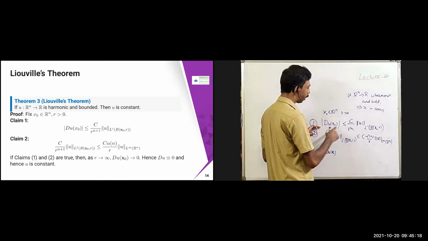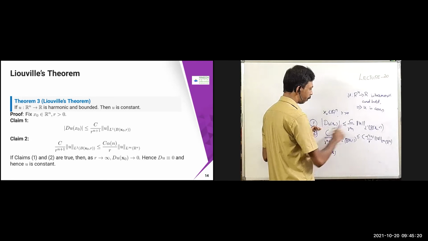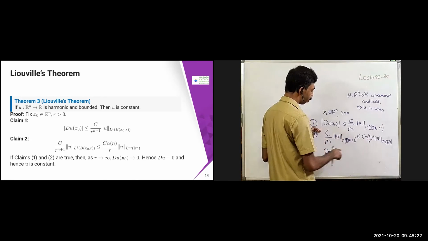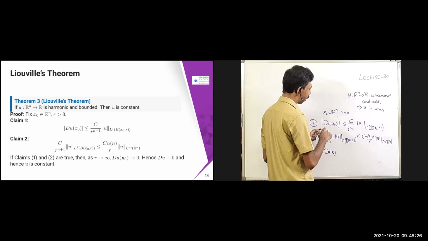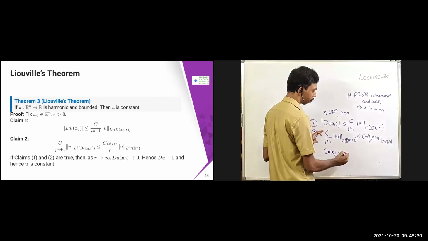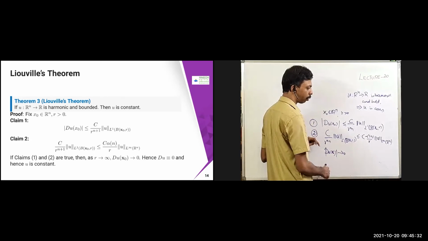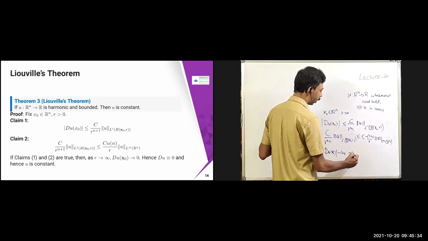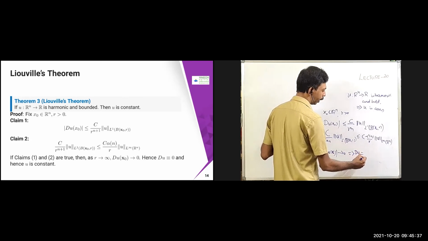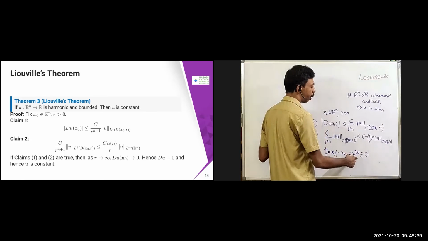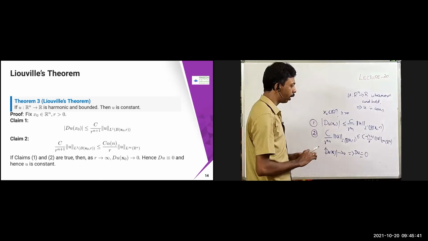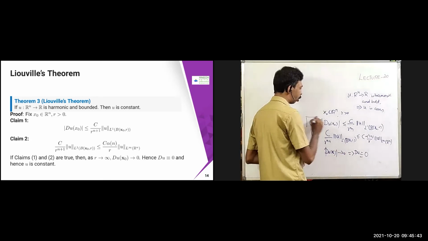Then if r tends to infinity, you can prove that even without the extra factor. But if you have that r power n plus 1, then what you can prove is that Du of x naught, as r tends to infinity, tends to 0. Therefore you are going to get Du identically equal to 0. So if Du equals 0, u is constant. The only part left is that I have to prove this one.